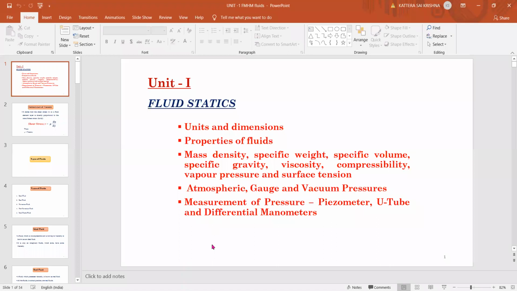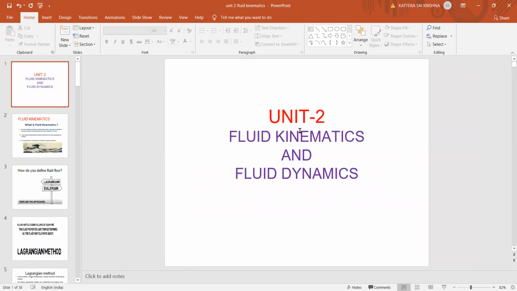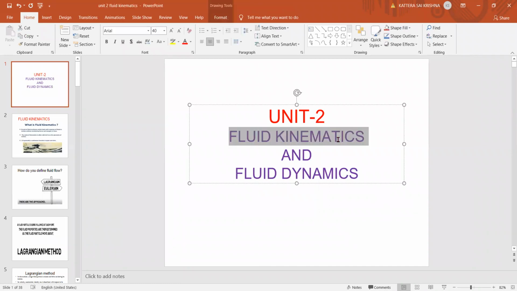Okay. So now I'm going to your second unit. In the first unit, what we have seen is fluid statics, where the fluids are at rest and we don't have any motion of the fluid. We considered that and solved all the problems on that. Next, the second unit is fluid kinematics and fluid dynamics. The first topic of unit 2 will be fluid kinematics, which we'll complete fully. Then we'll go for fluid dynamics. So today we'll start with fluid kinematics only.